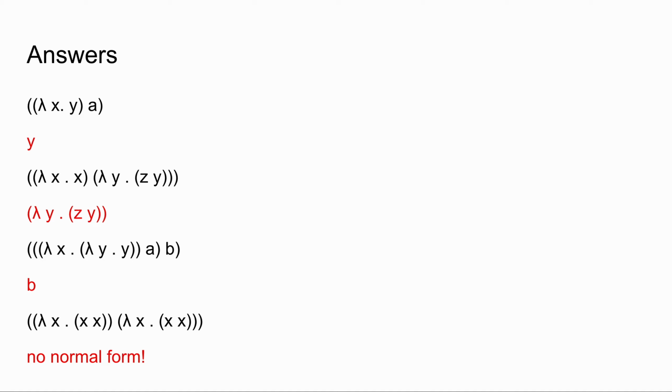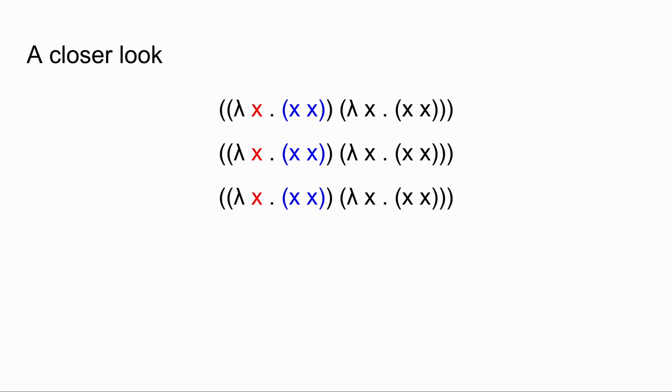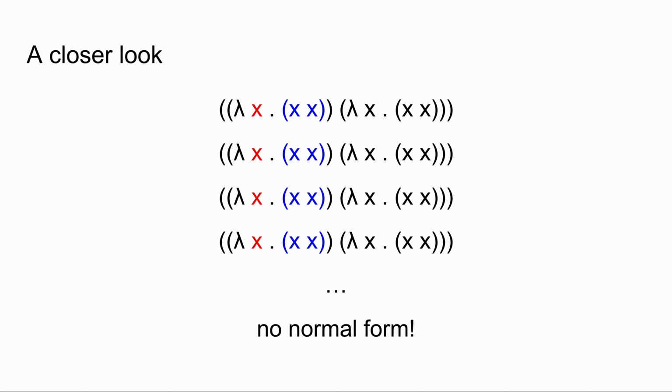I do, however, want to take a closer look at the last expression. When we see this expression, we want to think, everywhere I see x in xx, replace it with lambda x.xx. But when I do that, whoa! We get the original expression. In fact, if I keep beta reducing, I'm going to keep getting the same expression. This means that this expression has no normal form.